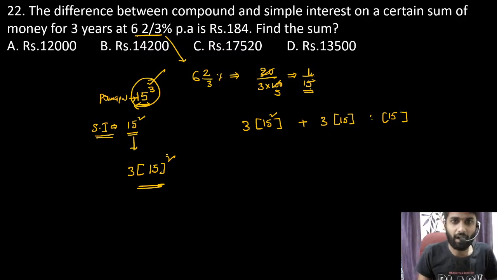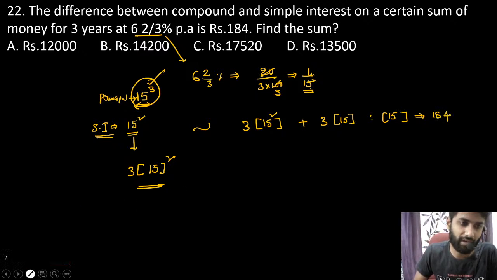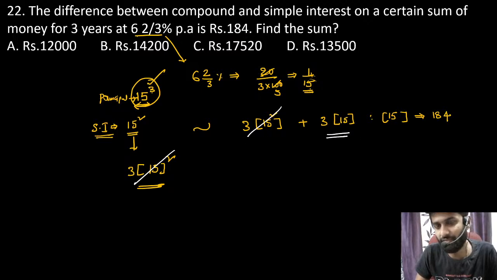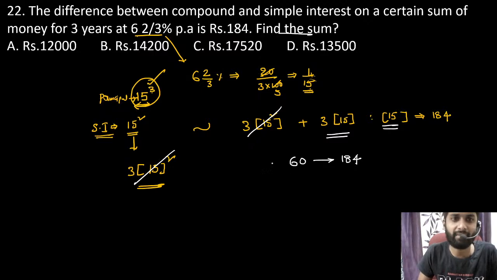Is it clear? Now, the difference between these two values is equal to 185. Now you can cancel the numbers. Finally, we are left with 3 fives are 15, 15 plus 15 is 60. So 60 parts is equal to 185. Now we need to find the principal. Principal is 15 cubed, which means 15 into 15 squared. 15 squared is 225.